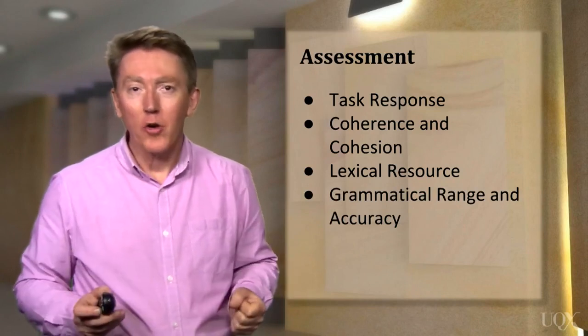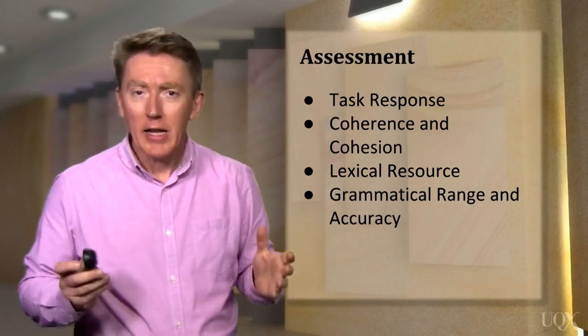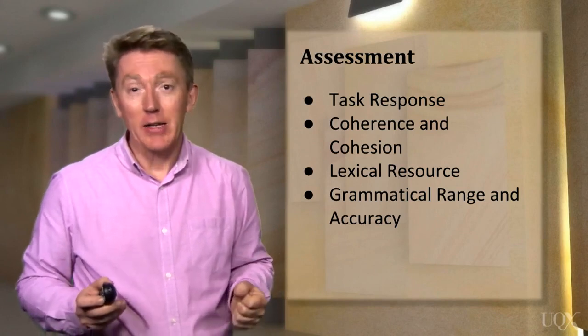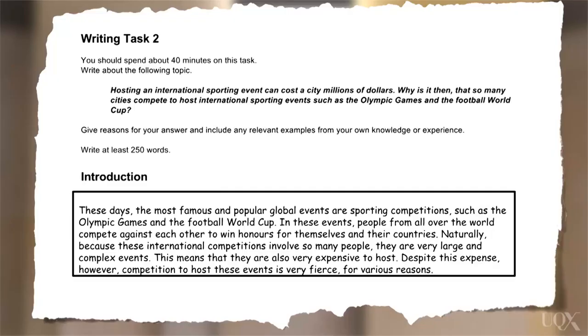Now that you know what criteria is used, let's take a quick look at an example essay. We can see from the question that we're looking at an essay about why countries host large sporting events, like the Olympics, even though they're very expensive. In this essay, you're required to give reasons and explanations.